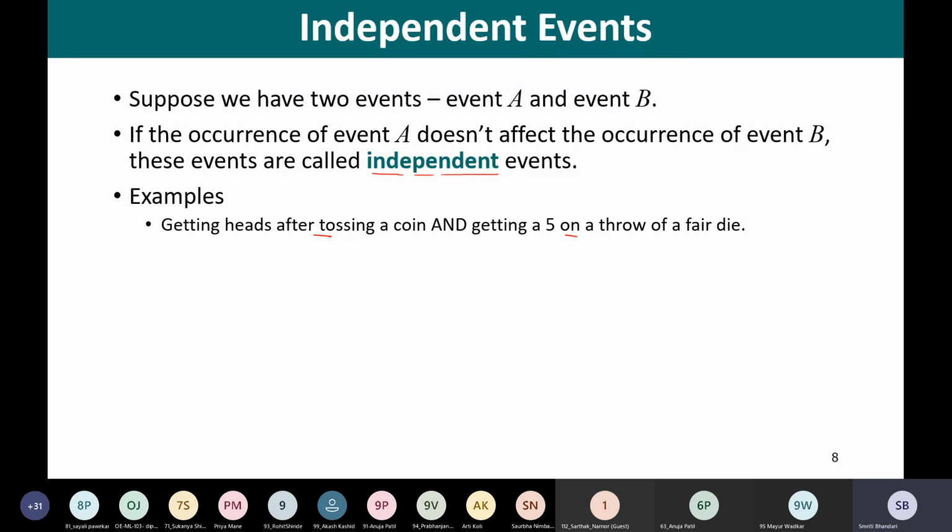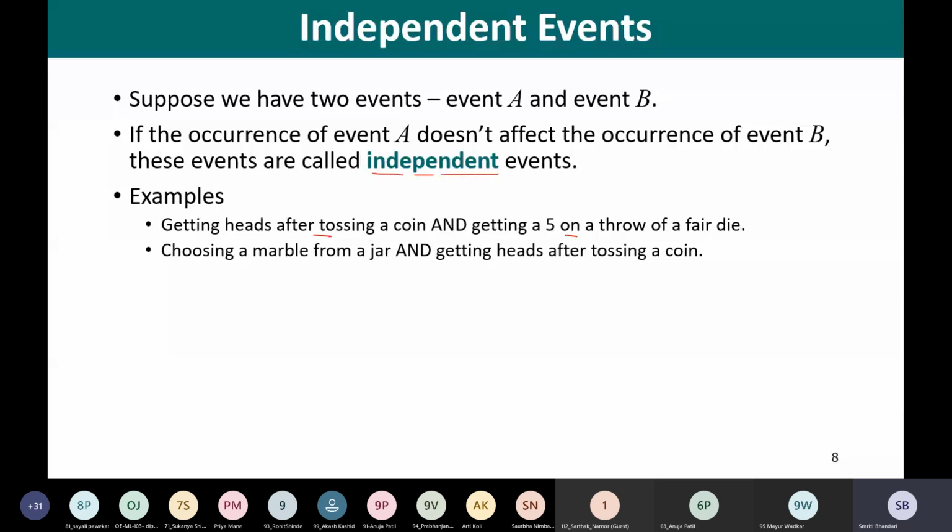Do these two events affect one another? Getting heads after tossing a coin has nothing to do with getting a 5 on a throw of a fair die, right? So these two are totally independent events. Now, one more example: choosing a marble from a jar and getting heads after tossing a coin.